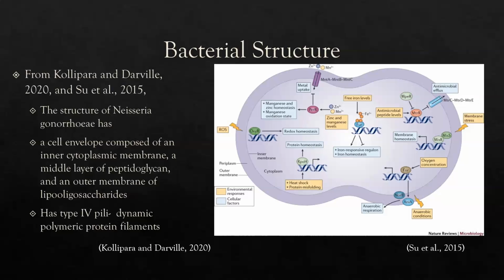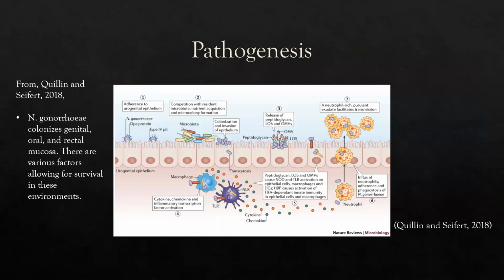Gonorrhea is also able to evade the immune system through antigenic variation, and specifically through the structure that we see here. Gonorrhea has very dynamic polymeric protein filaments, what I mentioned before as the type 4 pili, which allow the bacteria to adhere to and move along surfaces. This is the most notable structure in this bacteria that makes it so dangerous to the human host it attaches itself to. So carrying on, we have the pathogenesis.